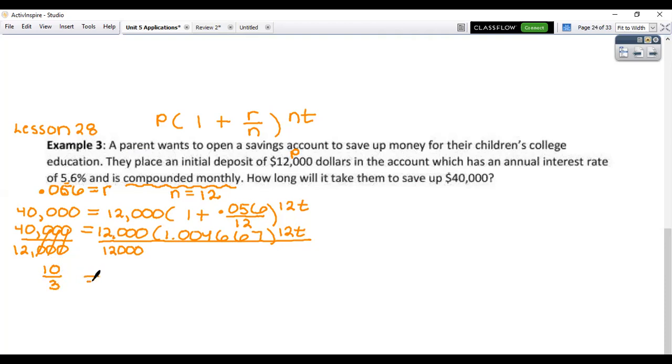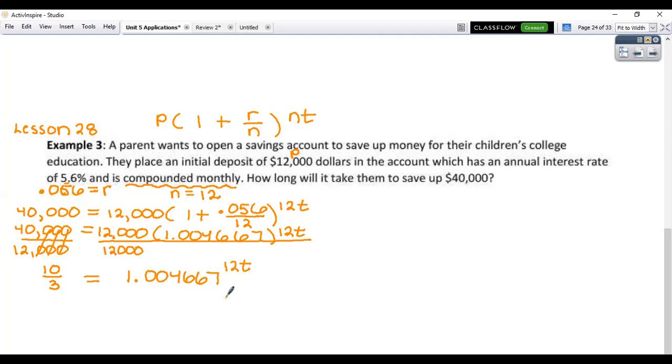Good. Equal to 1.0046667 raised to the 12 times t. And now what you are left to do is solve this. And obviously we want to get t. So what can we do here? How do you get that power down? Yeah, you could pull it down in front, or you could do a log.